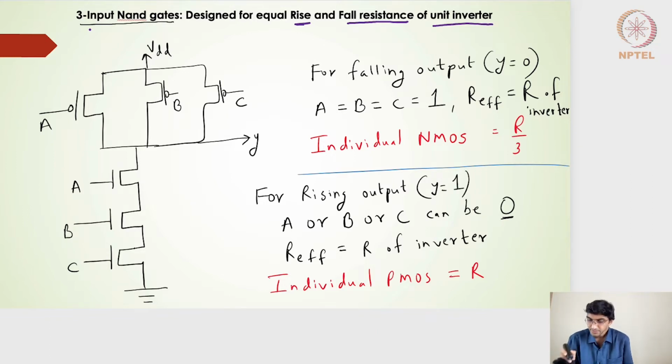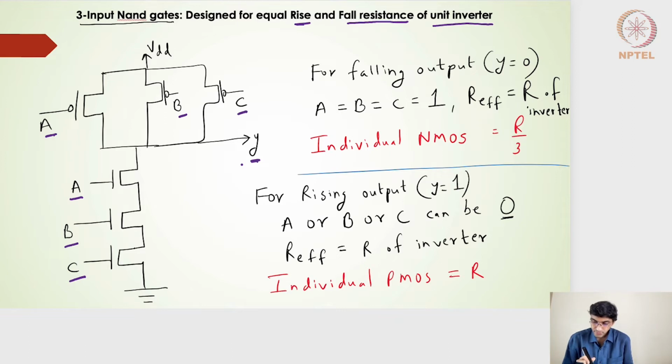Right? So for a three input NAND gate, I have given the inputs A, B and C. So these are my inputs A, B, C on the pull down side and then on the pull up side. On the pull up side, we have three PMOS transistors in parallel. And on the pull down side, we have three transistors in series, right? And this is my output node.